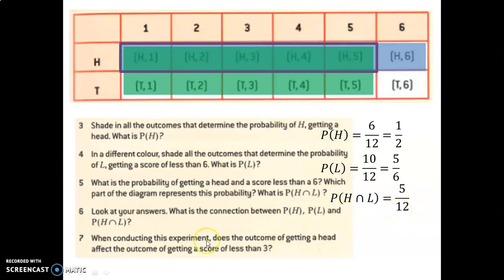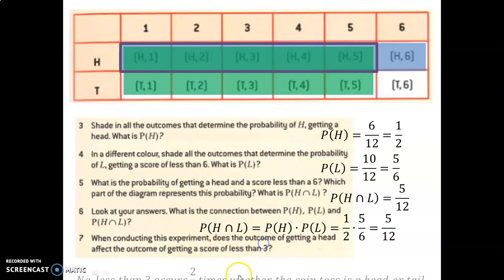Okay, question 6 is the key part of this investigation. It's to look for a relationship between these 3 values. So what connection do you see? By connection, I mean, can you create a formula that connects those 3 things? Here we go. If you're able to come up with this, well done. The formula is probability of H intersection L equals probability of H times probability of L. And you can see how that works with these numbers. 1/2, which is H, 5/6, which is the L. Multiply those, you get 5/12, which is H and L. This is a very important rule, idea, and formula. It only works in a certain case, and the certain case it works with will be highlighted in question 7.